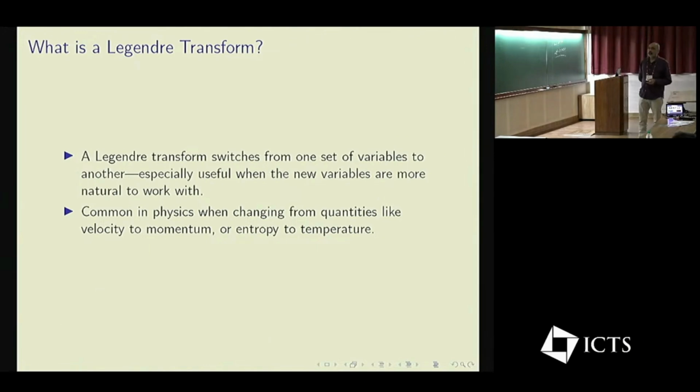The Legendre transform is a mathematical technique which switches from one set of variables to another. You may like to do so for various reasons; it may be a more convenient choice of variables and so on. It's a very useful technique which is used in physics, also in mechanics when we go from a Lagrangian to a Hamiltonian formulation, or in thermodynamics or statistical mechanics, where we want to change the variables from, say, energy or entropy to temperature and so on.